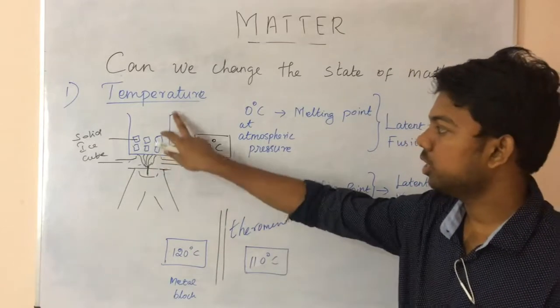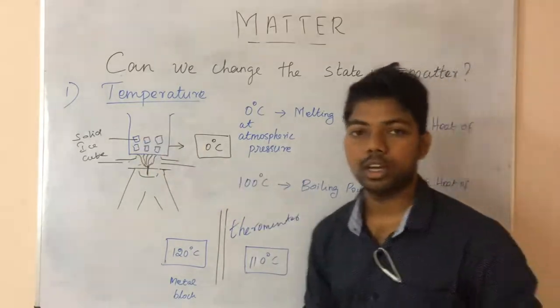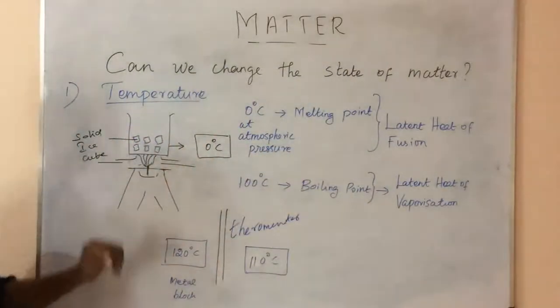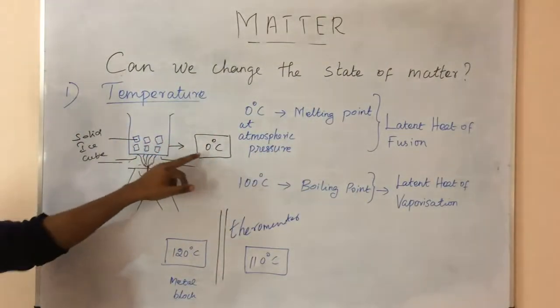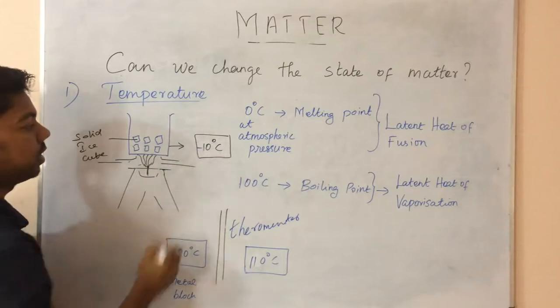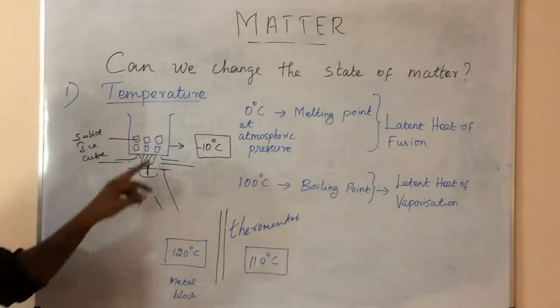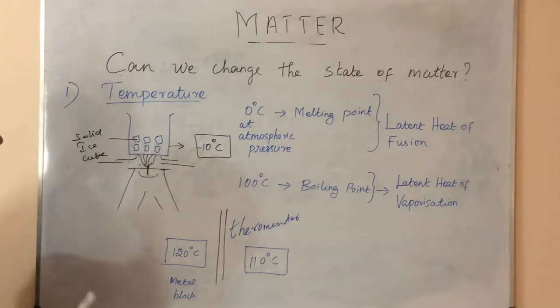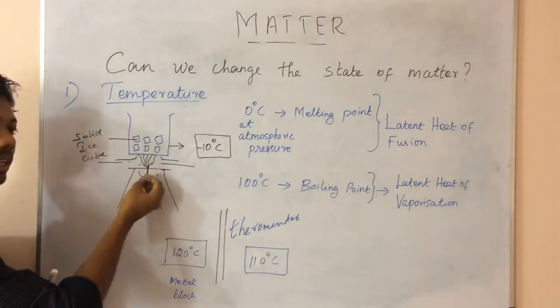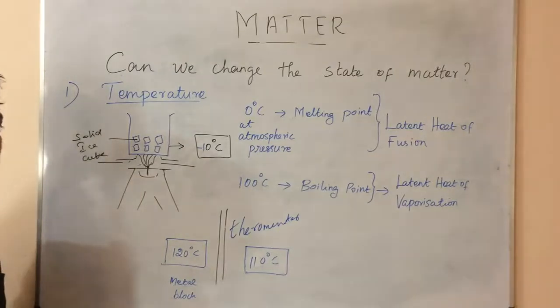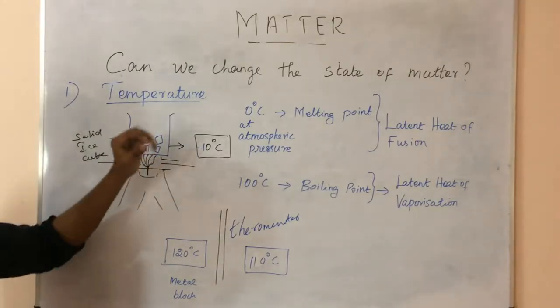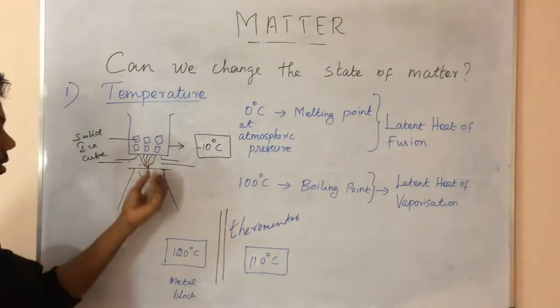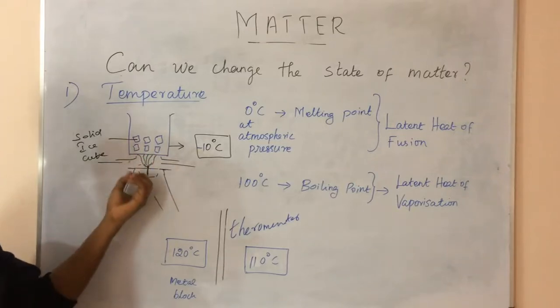Now I am going to take some solid ice cubes in the beaker. I am maintaining this solid cube at minus 10 degrees Celsius. Now the temperature of the solid block is minus 10 degrees Celsius. Now I am going to add some heat to it. What will happen? The temperature of the solid cube will increase, because we are adding heat, so energy is being supplied.